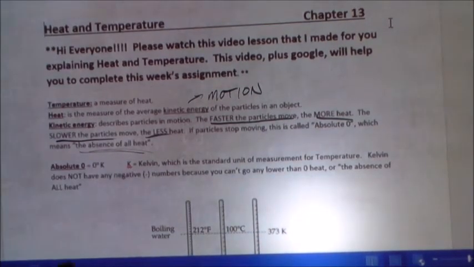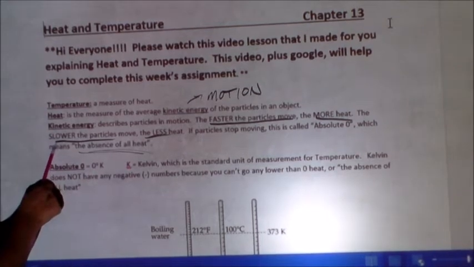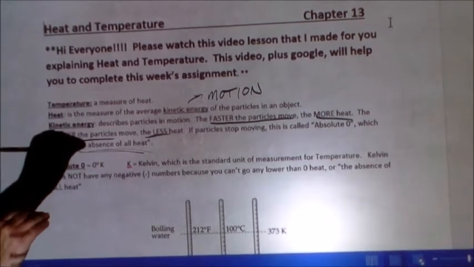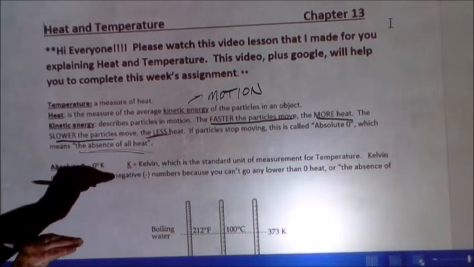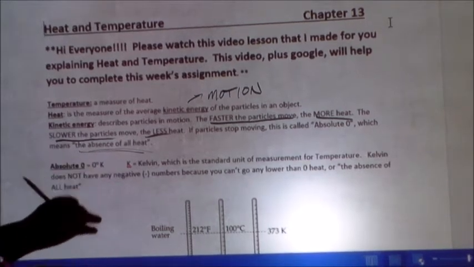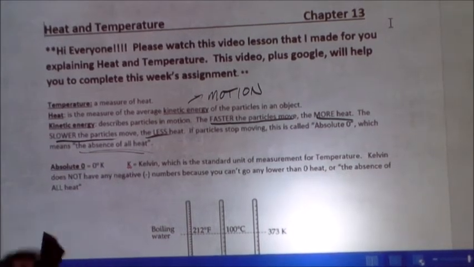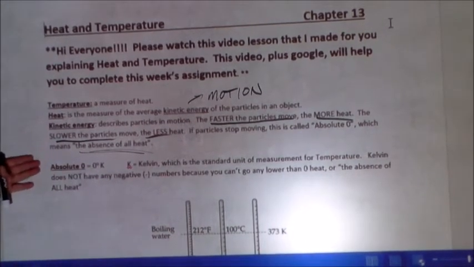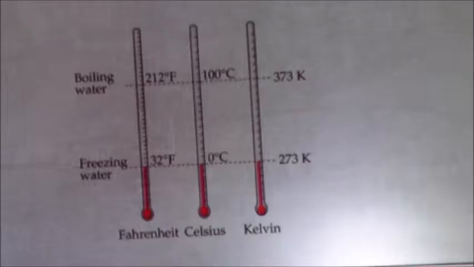If I'm measuring heat and I'm measuring these particles moving slower, slower, slower, stop, you can't go slower than being stopped. So absolute zero, the Kelvin scale, that's how it's measured. Let's look at those scales now.